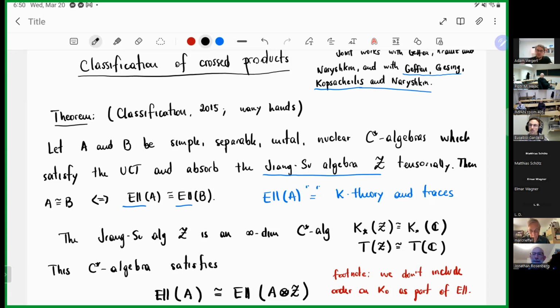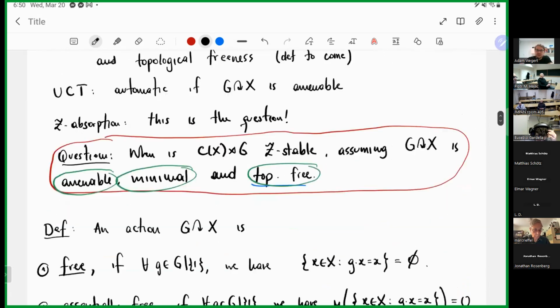Okay, thank you. Adam? Yes, I would like to ask you about this infinite dimensional example, in which this cross product is not Z-stable. So could you describe the space X?